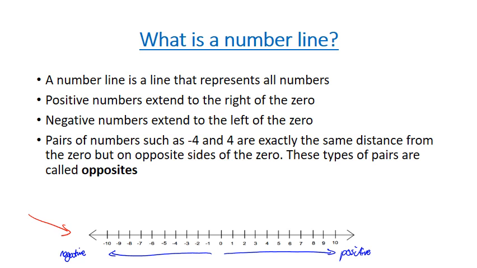We can also use it to identify what we call opposites. Now, opposites are numbers that are exactly the same distance or equidistance away from the zero. In this particular case, an example might be positive 4 and negative 4. Okay, so positive 4 and negative 4 are exactly the same distance from the zero or from the middle of our number line, hence we call them opposites.